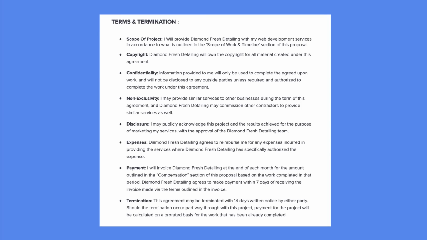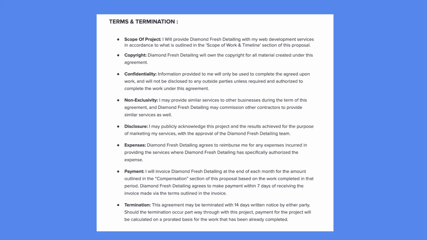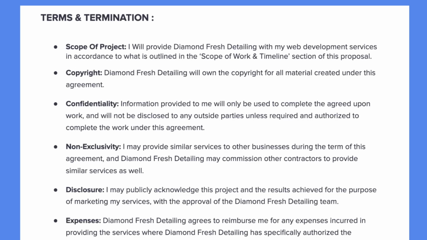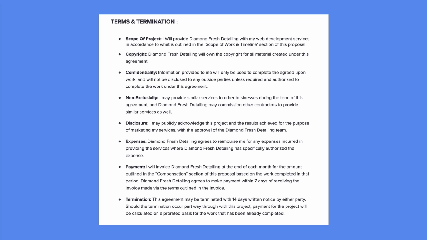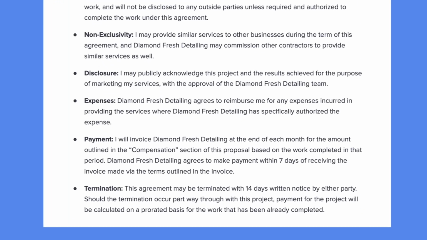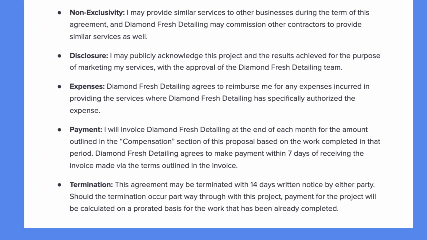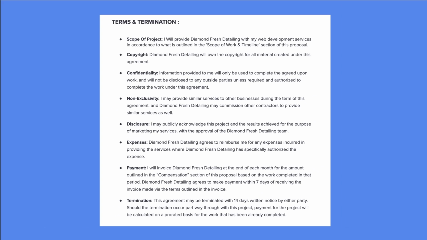After that, you can include all of the terms and termination of the project, including copyright, scope of work, confidentiality, disclosures, etc. This is all of the actual legal stuff that you want to include. And once again, you can look at other sample contracts based on the type of services that you are providing. But this is all in the effort to provide as much transparency as possible, as well as outline the terms of the agreement. So when you want to get paid, how the project can be terminated if needed, etc. You want to include all of that to cover yourself.